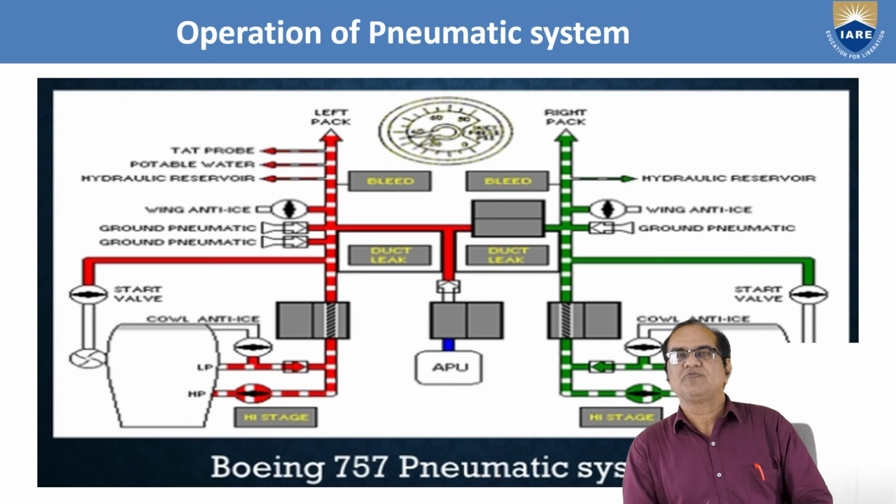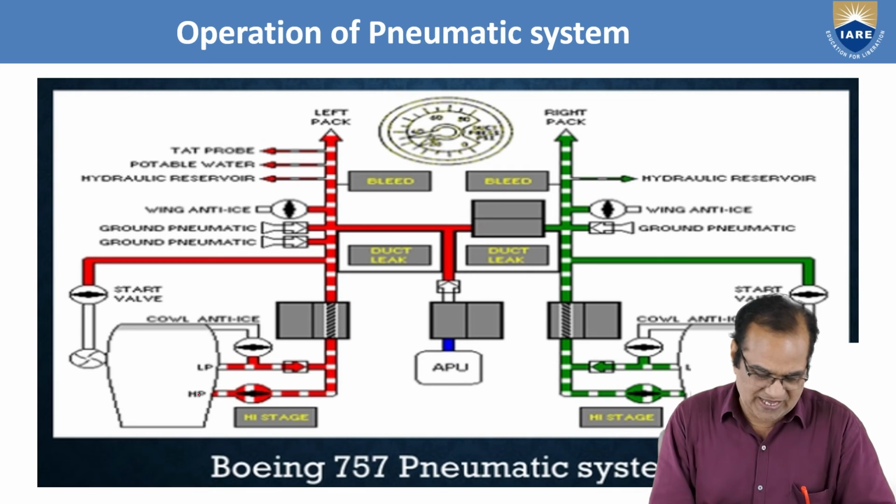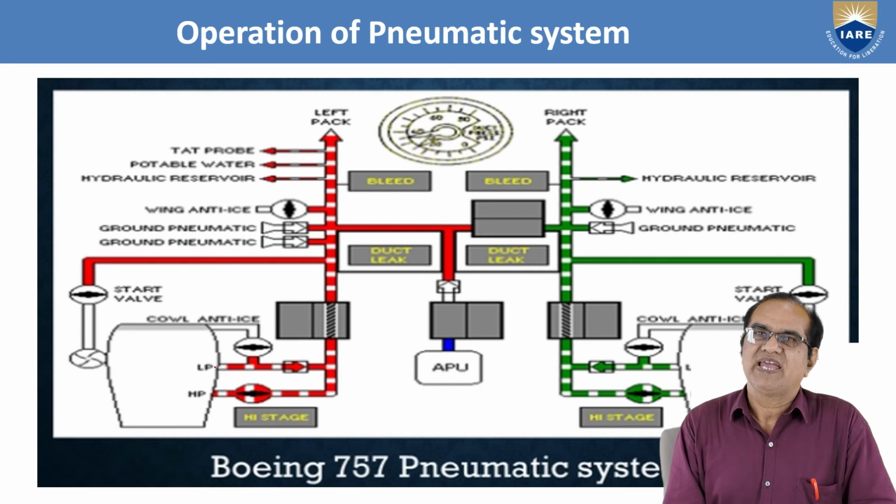So the operation of the pneumatic system is shown here. Left and right, red and green, we have seen here. You can see here the LP compressor and HP compressor. Air is taken from the engine, it goes to the filter, then it goes to the ground pneumatic supply. If the engine is not working on the ground, at that time we will give supply from here. Then it goes to the TAT probe, potable water and hydraulic reservoir.